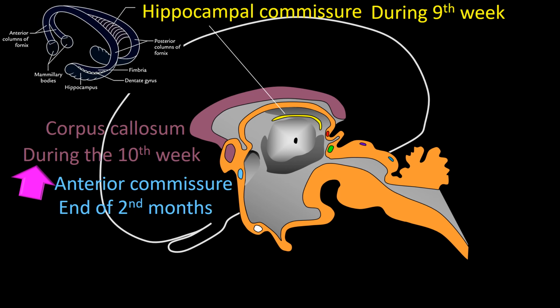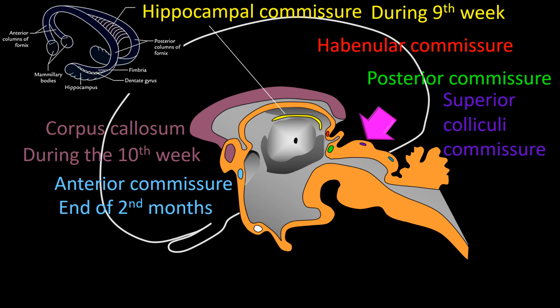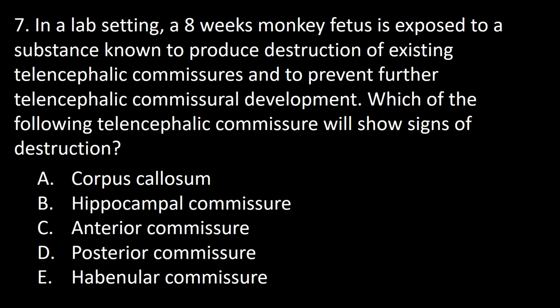This commissure appears in the dorsal region of the lamina terminalis that has thickened and is now called the lamina reuniens of His. I will now list the diencephalic commissures: the habenular commissure, the posterior commissure, the superior collicular commissure, the inferior collicular commissure, and the optic chiasm. So the answer to this question is C. Thank you very much for your attention.